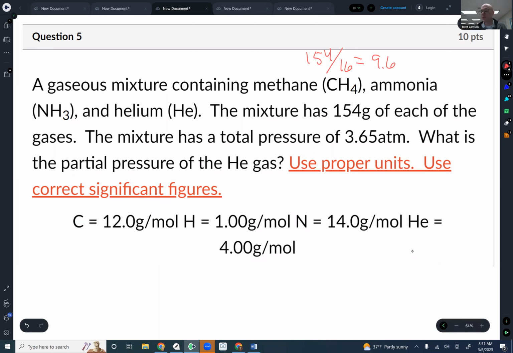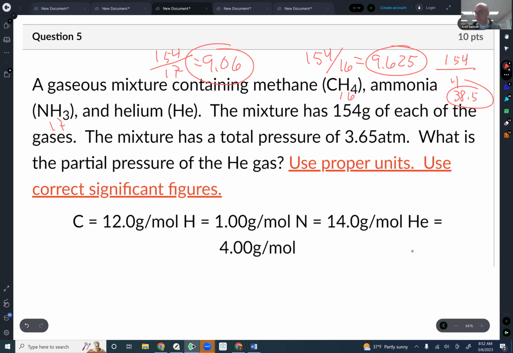It's not mass, it's about the number of particles. Then I take the 154 and divide it by the weight of ammonia. 17 is its weight off the periodic table. So I would have 154 divided by 17, and that's 9.06. Then I take the 154 and divide it by the weight of helium, which is 4, and that is 38.5 moles.